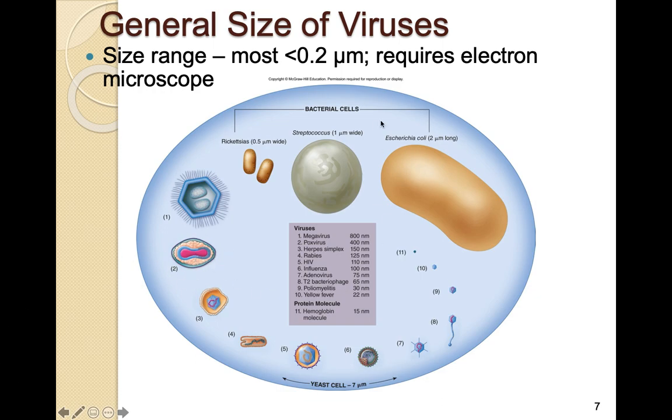So this is the microbial world and the size of a yeast cell, bacteria, and then very small viruses. You can see here the largest virus is about the same size as the smallest bacteria. So the size difference between the two is very significant. Viruses versus bacteria, way bigger or way smaller than one another, depending on which one you want to talk about.